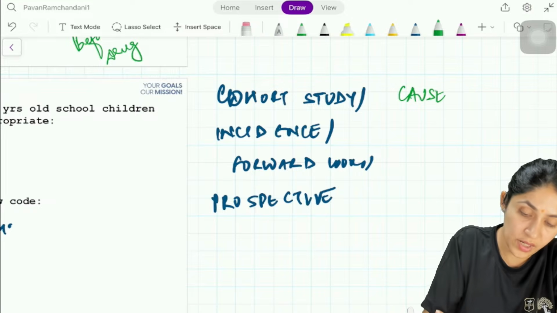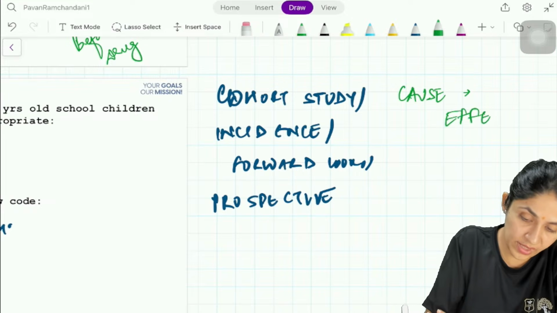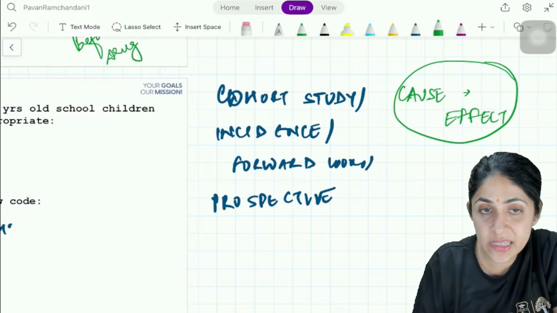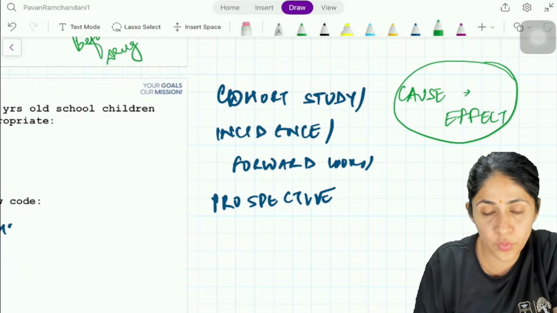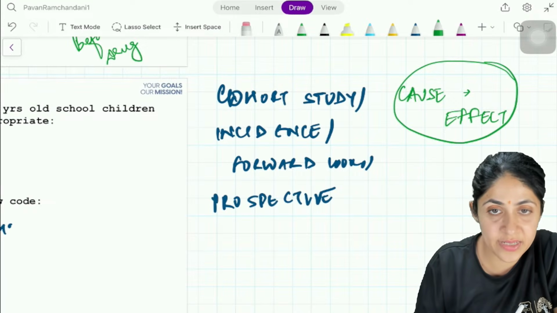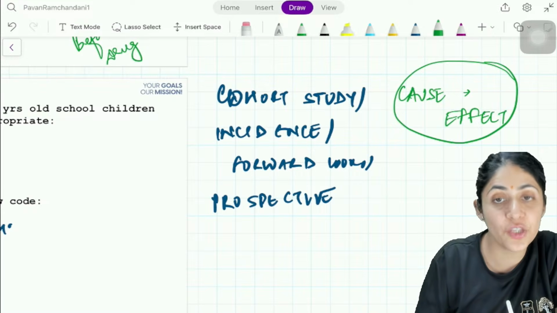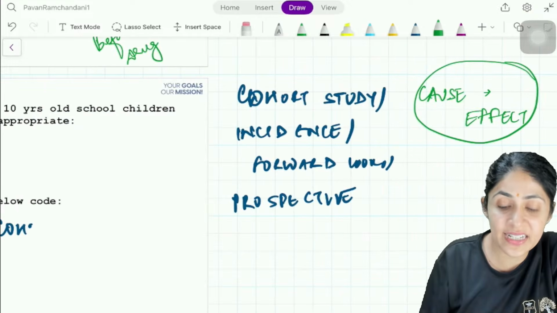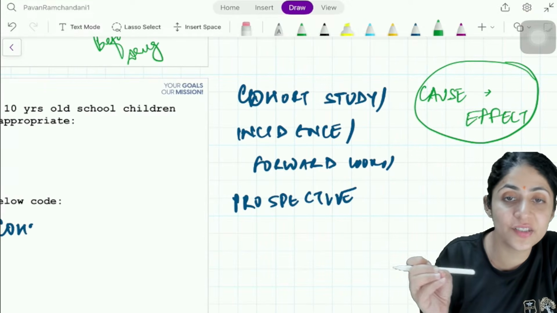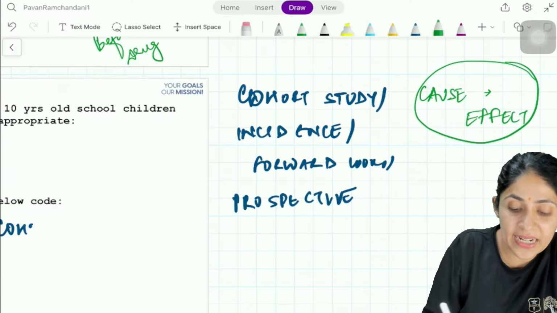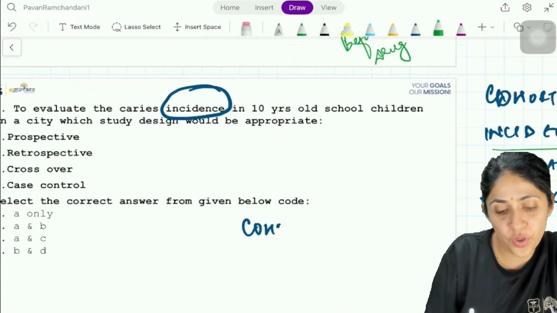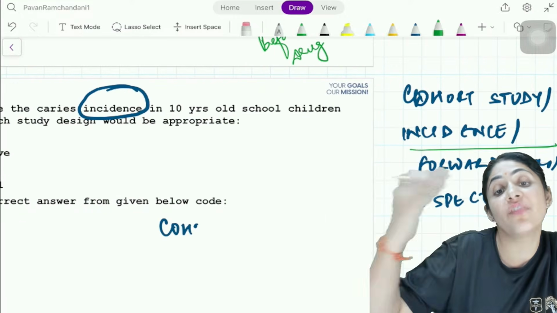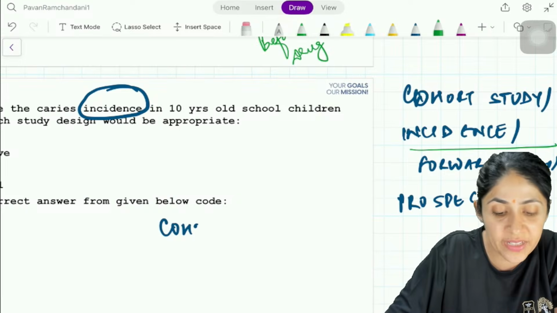This goes from cause to effect. Basically, you take these people who are free from the outcome, exposed to a particular risk factor, and you observe them over a period of time. So this is incidence. Incidence is the new cases in whom the disease has not yet developed. So that is an incidence study. You want to take these school children and see whether caries will develop in them over a period of time.